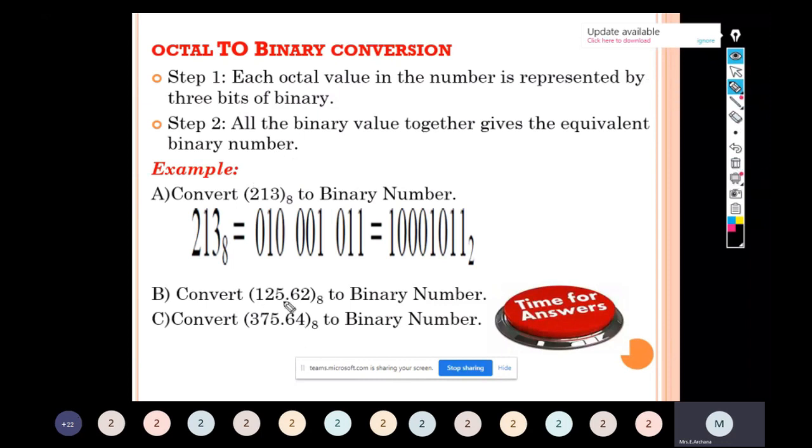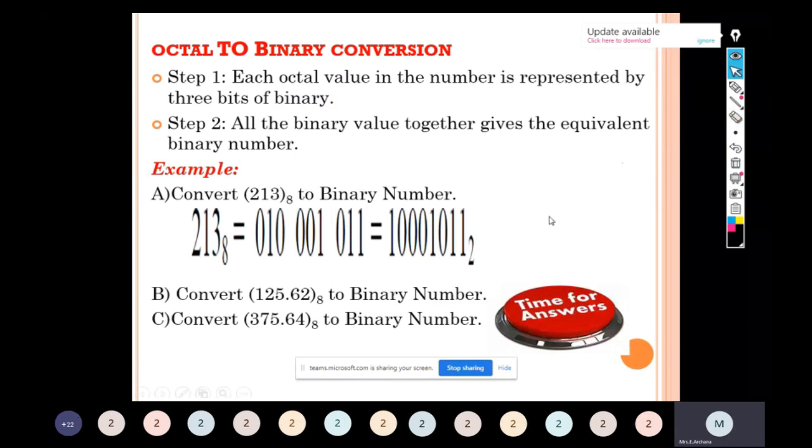Now let's see one more problem: 125.62. So 125, 1 will have 001. Next 2, 010. Next 5, 101. Point 6, 110. 2, 010. So we are having the answer 1010101.110010 to the base 2. Like this, this is octal to binary conversion.